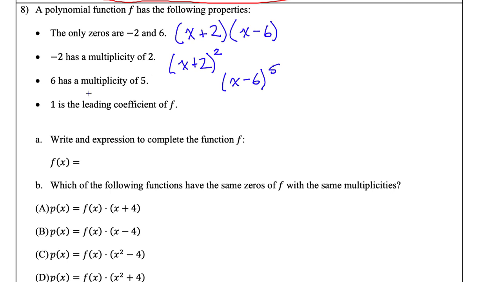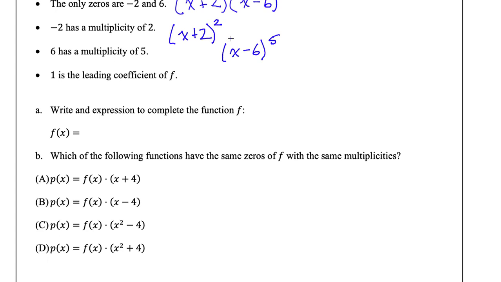If 1 is the leading coefficient, that means that both of these coefficients have to be 1. What times what is 1? Well, 1 times 1 is 1. That means we have essentially solved what this function looks like. It looks like this. X plus 2 to the power of 2 times x minus 6 to the power of 5.